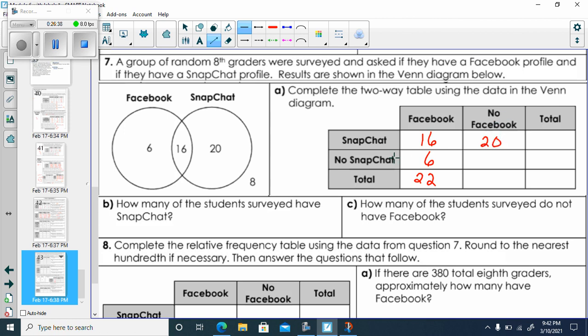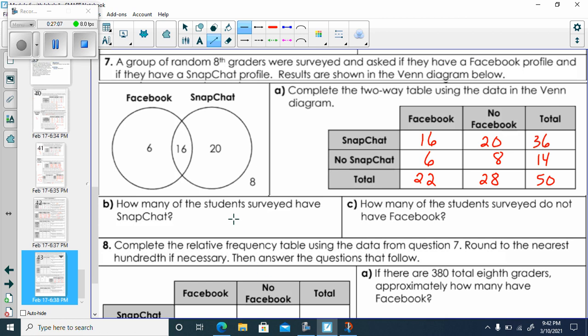How many have no Facebook and no Snapchat? That would be these 8 that are left out. So there's a total of 28 with no Facebook. Okay, so let's add these up. The total number of Snapchats would be 36. The total number of people with no Snapchat would be 14. The total number of people that were surveyed, you'd add these two together, and you get 50. Same here, add them together, you get 50.